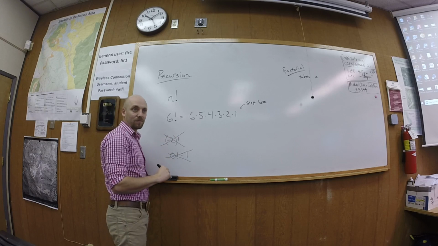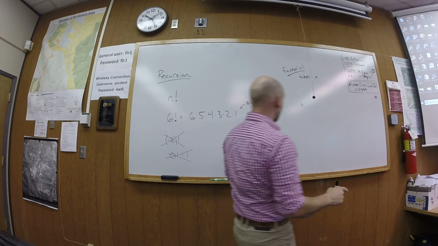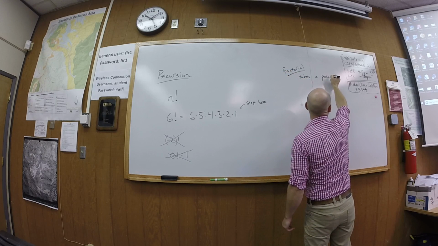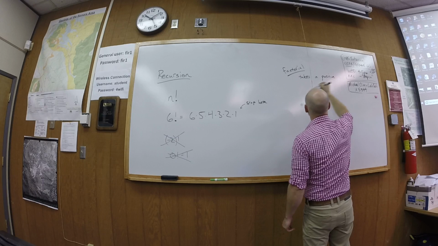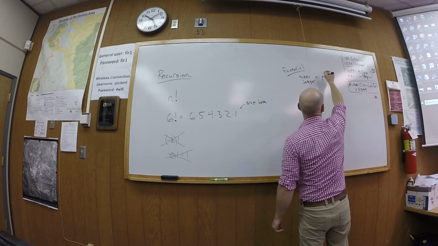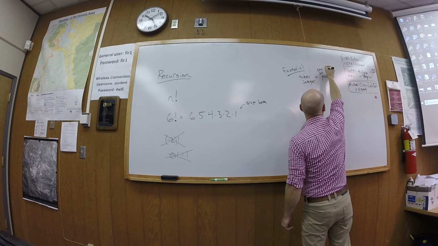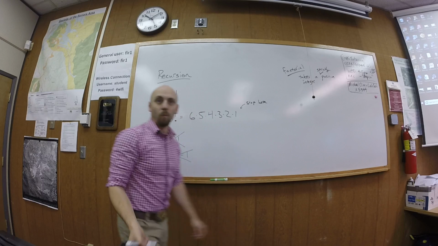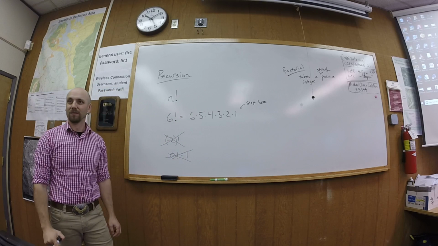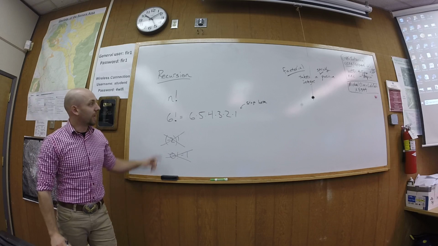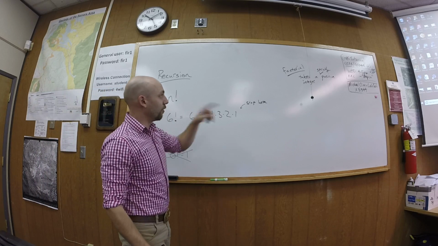So n is an integer. I really want to take a positive integer, right? Maybe a strictly positive integer, meaning that it better be 1 or bigger. You guys with me on that? Yeah. Okay. And what am I going to do?